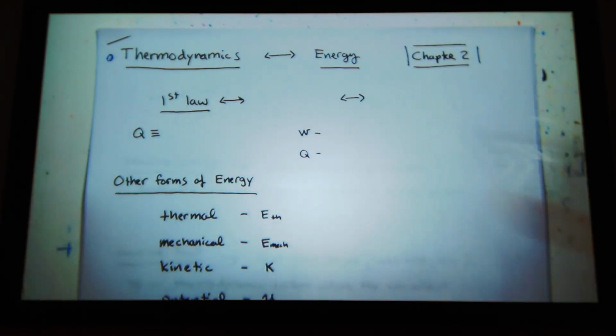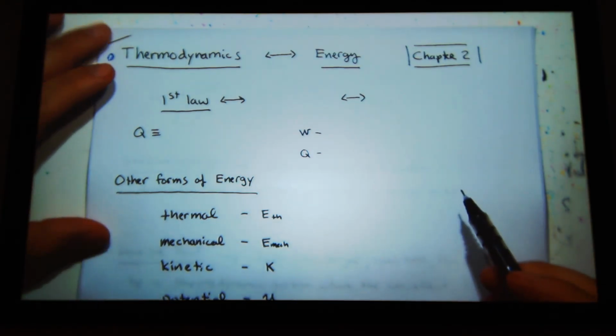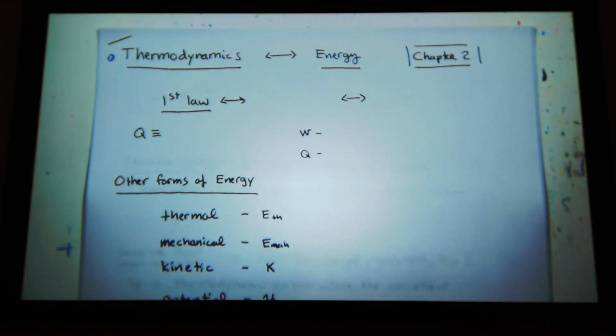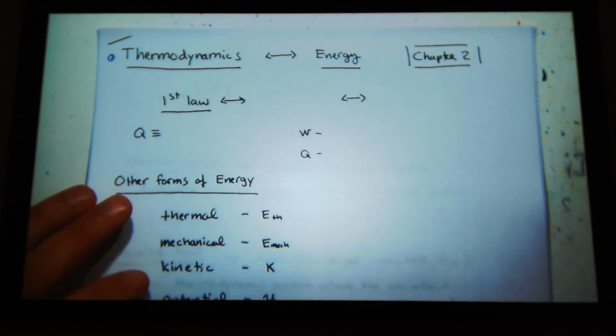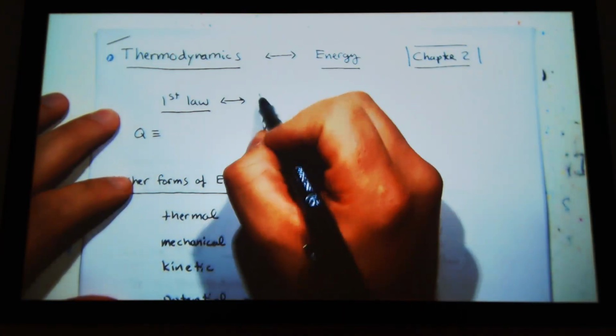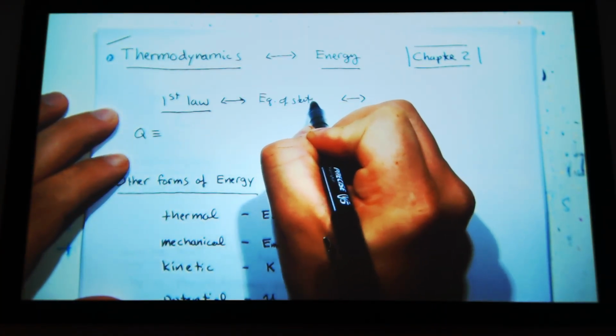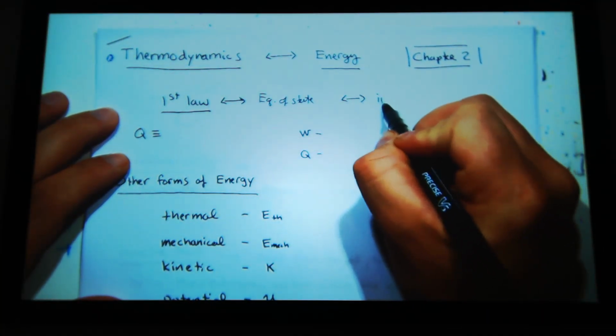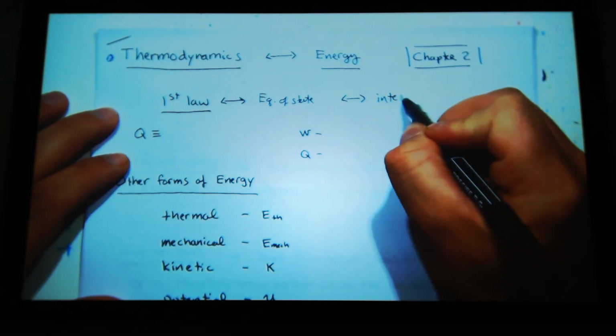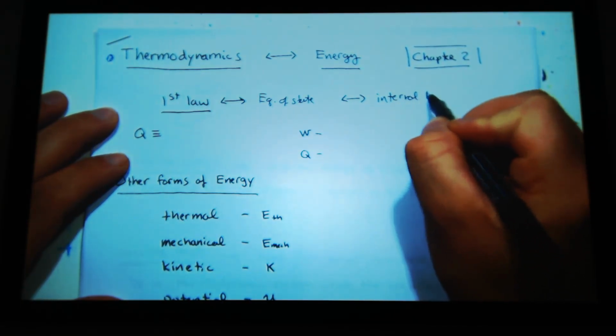So I'm going to go through Chapter 2 relatively quick because you can watch other lectures online. Chapter 2, basically, it just talks about energy, and it's the first law. We've already talked about the first law. It says that there's an equation of state, and that equation of state is of internal energy.